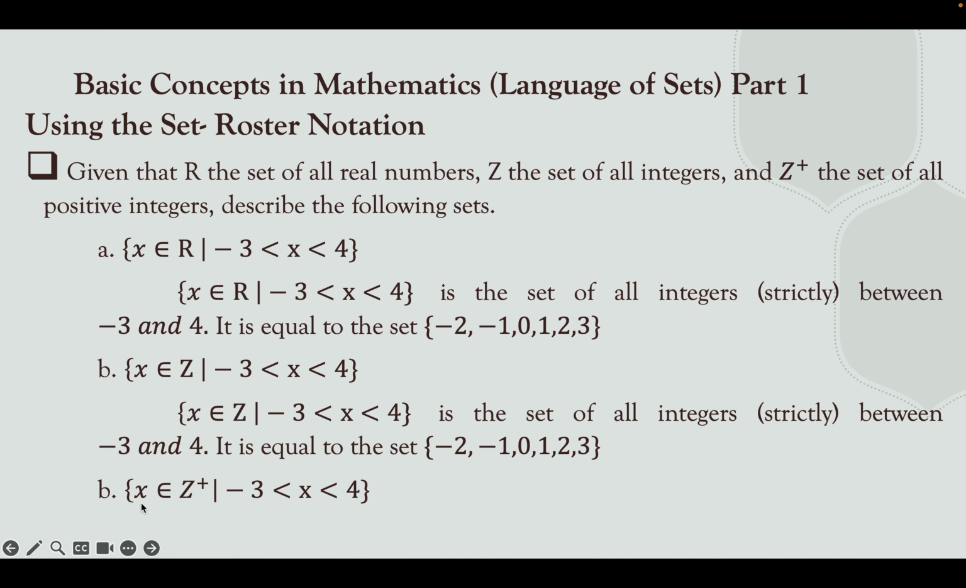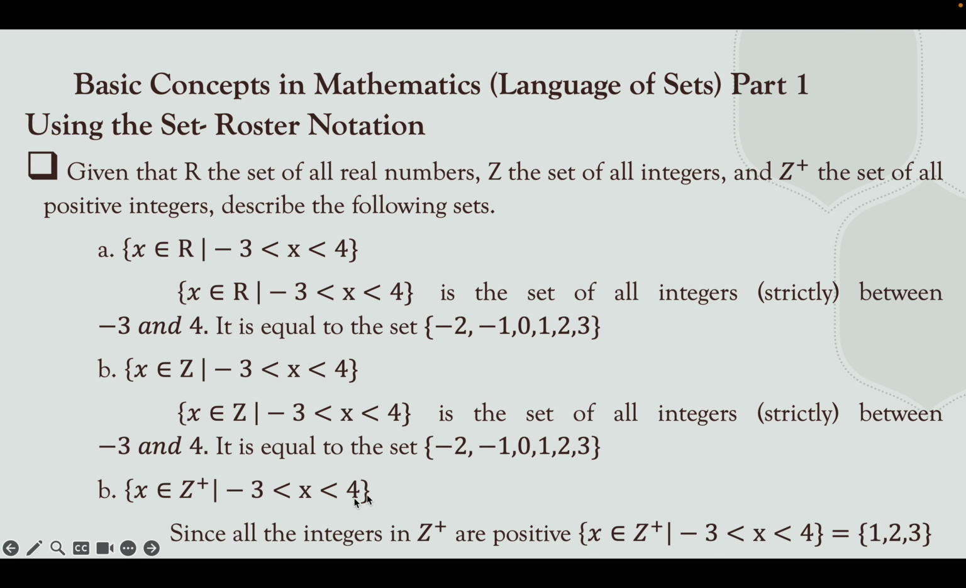And for another example, we have the set of all elements of positive integers such that negative 3 less than x less than 4. So what are the positive integers between negative 3 and 4? That means the elements are 1, 2, and 3. So you need to identify the given set so that you can identify also the elements of the given set.